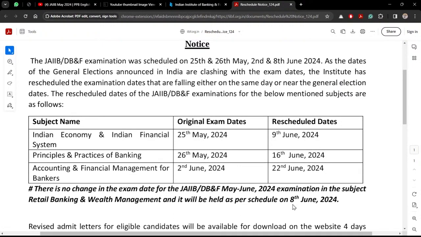On 8th of June, you have your RBWM paper. On 9th of June, you have your EIFS paper. On 16th of June, you have Principles and Practices of Banking. And on 22nd of June, you have AFM. So do remember, the paper is starting from 8th of June and will continue till 22nd of June. So these are the new dates of your paper, and these dates have been changed due to the elections.